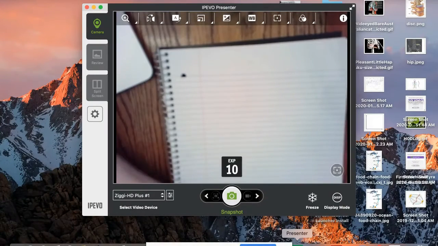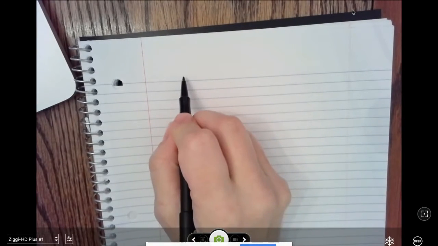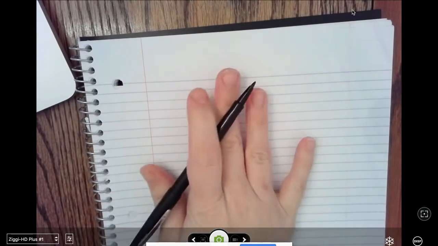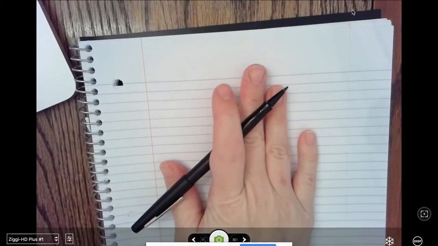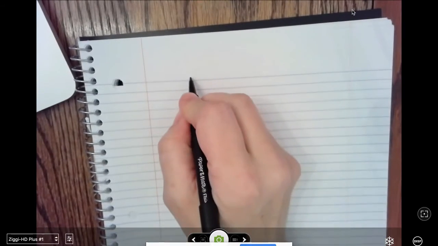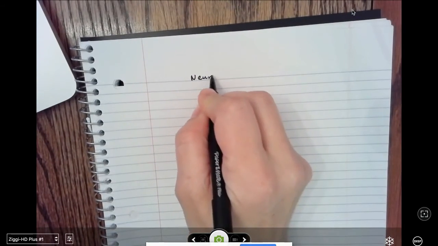Hello class, today we are going to be learning about how neurons communicate with each other. So you will need a blank sheet of paper and something to write with and perhaps some colors. At the end of this, you'll take a picture of your completed notes and put it into your Health Google Drive. So please label this neuro, which means neuron.